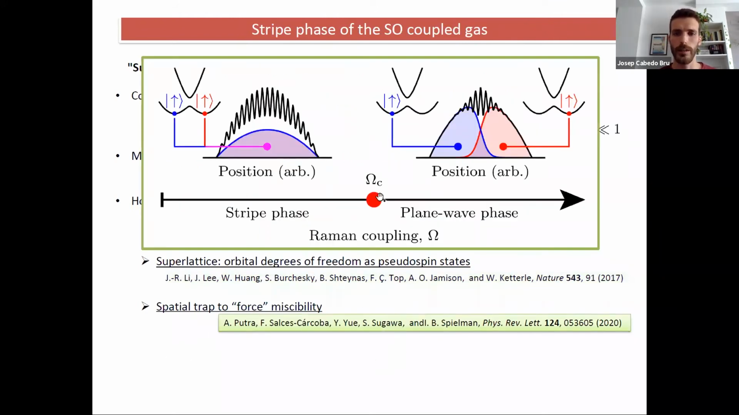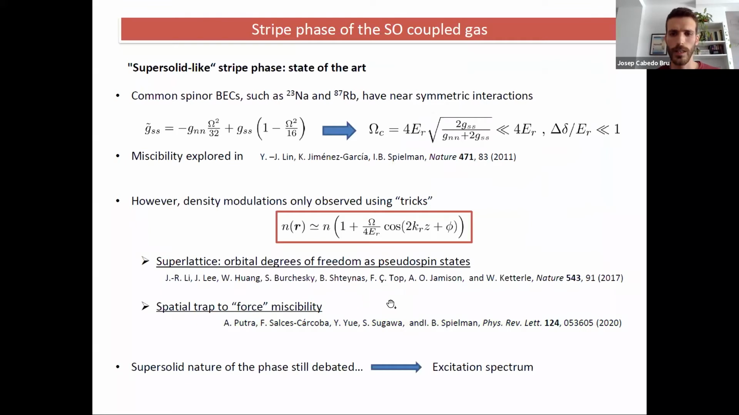Also, more recently, they have been able to measure with Bragg diffraction the density modulations away from the miscible phase. So due to trapping, to confinement, there's a small region within the gas for which the miscibility persists even when the interactions want to favor the phase separation. So this region decreases with increasing Raman strength, but the Bragg signal can still be detected for a while. In any case, the supersolid nature of the phase is still debated.